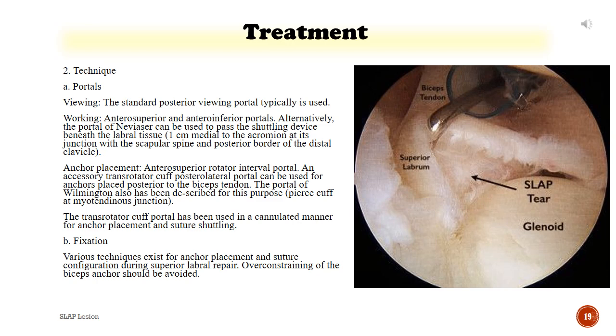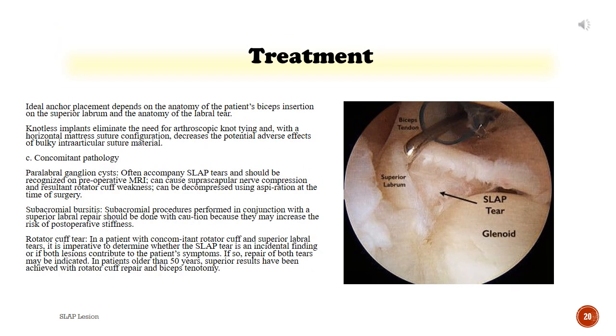B. Fixation. Various techniques exist for anchor placement and suture configuration during superior labral repair. Overconstraining of the biceps anchor should be avoided. Ideal anchor placement depends on the anatomy of the patient's biceps insertion on the superior labrum and the anatomy of the labral tear. Knotless implants eliminate the need for arthroscopic knot tying and, with a horizontal mattress suture configuration, decrease the potential adverse effects of bulky intra-articular suture material.